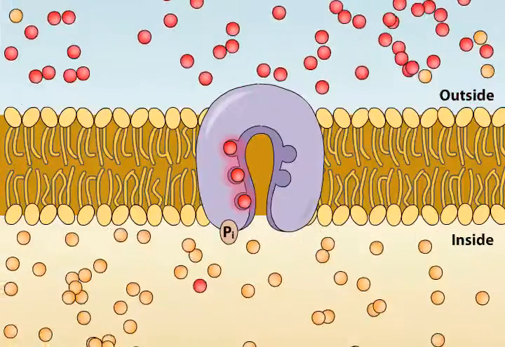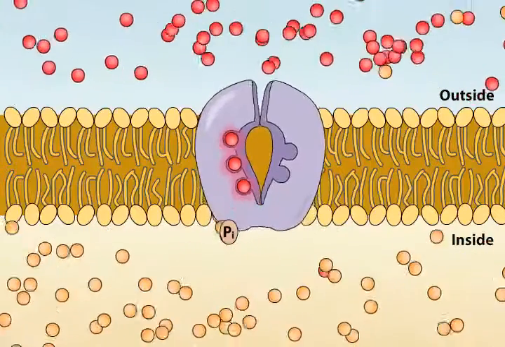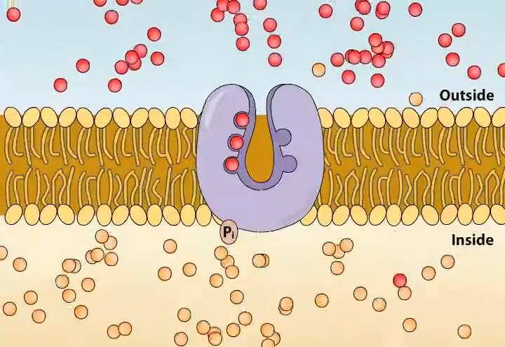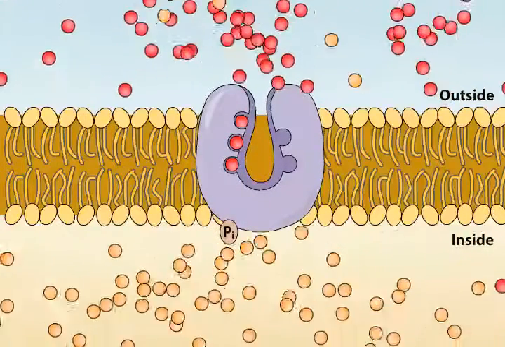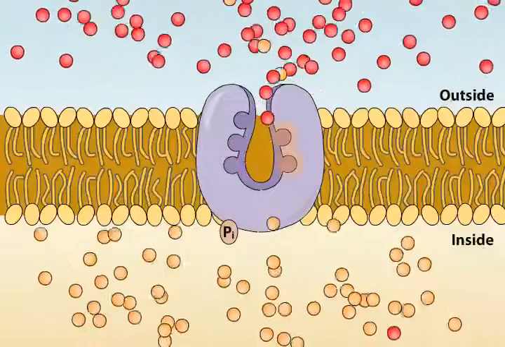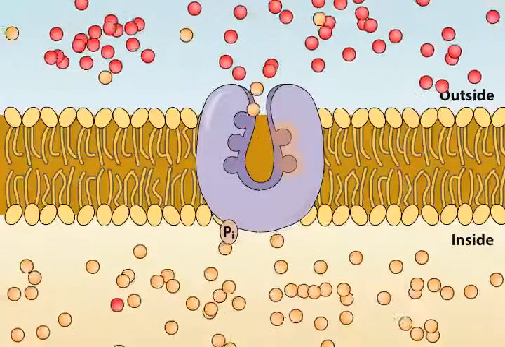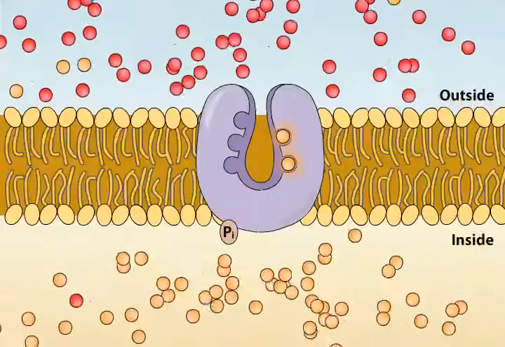The phosphorylation triggers a conformational change in the pump. In the new conformation, the pump has a relatively low affinity for sodium, which it releases outside the cell. The pump now has a relatively high affinity for potassium, which binds to the pump.